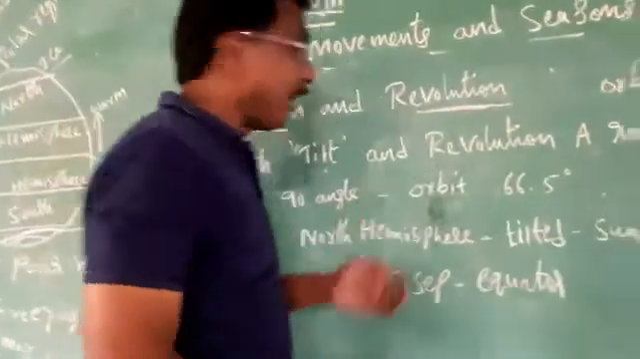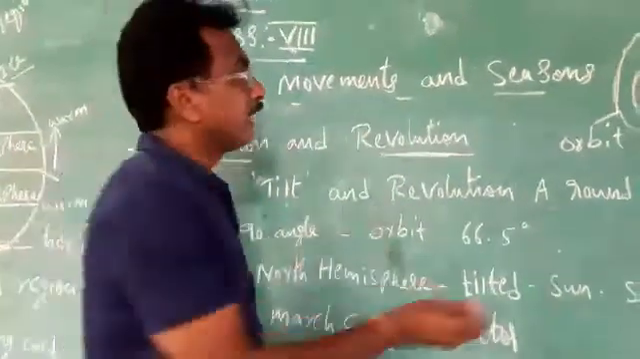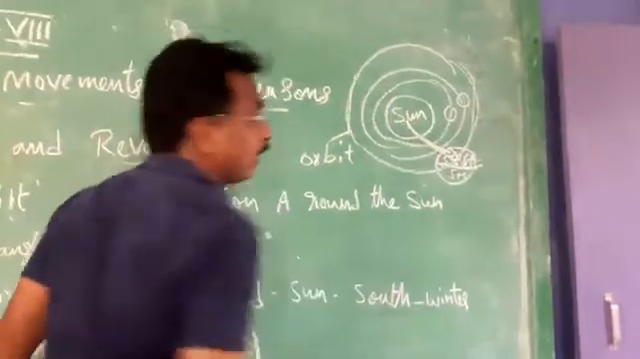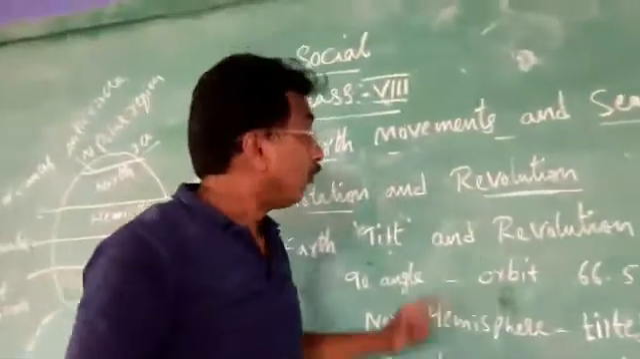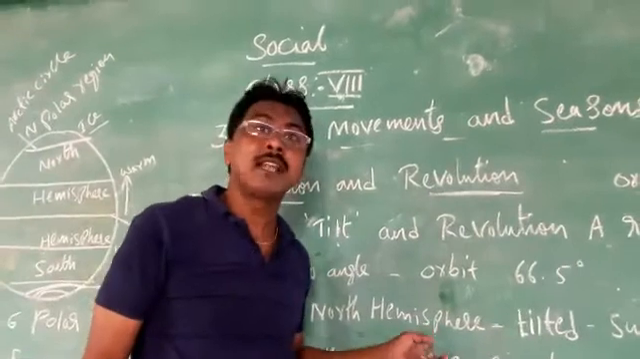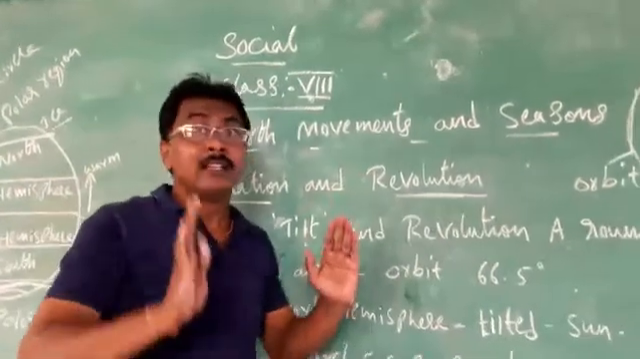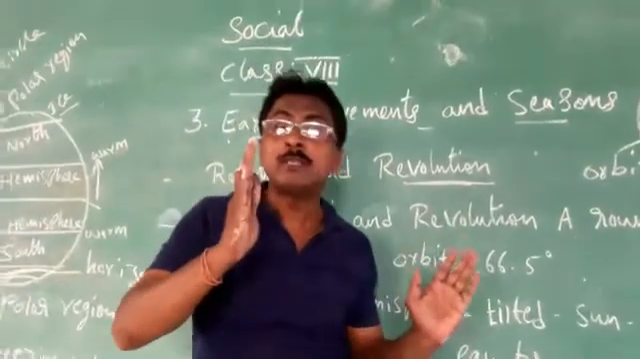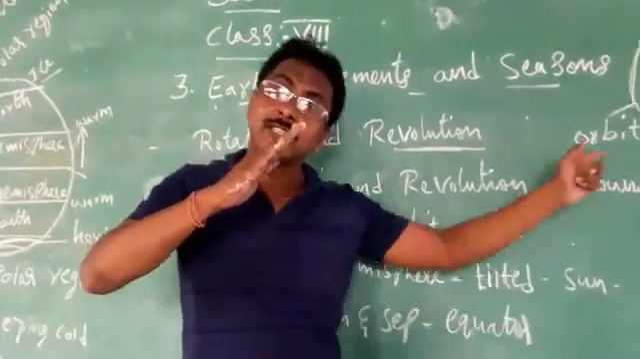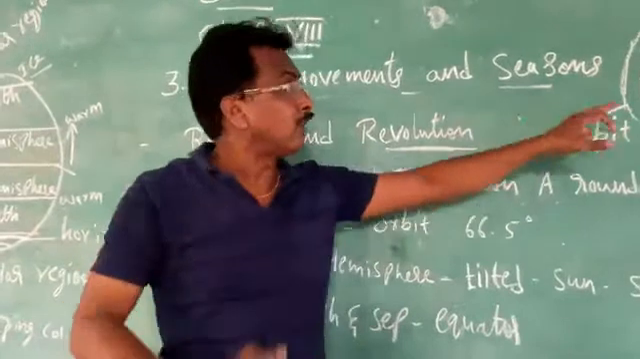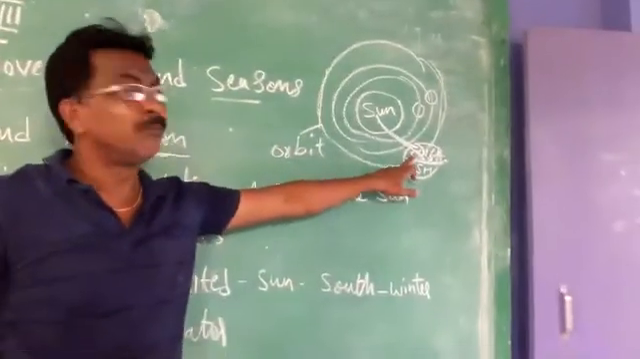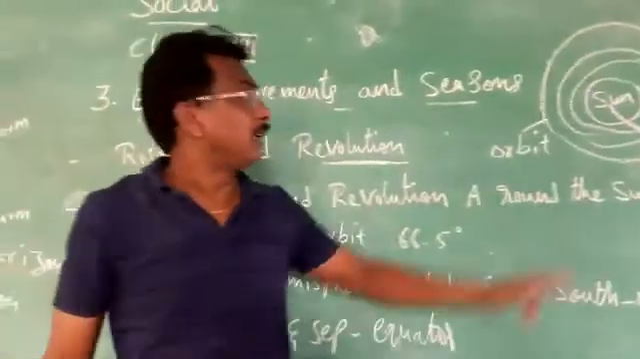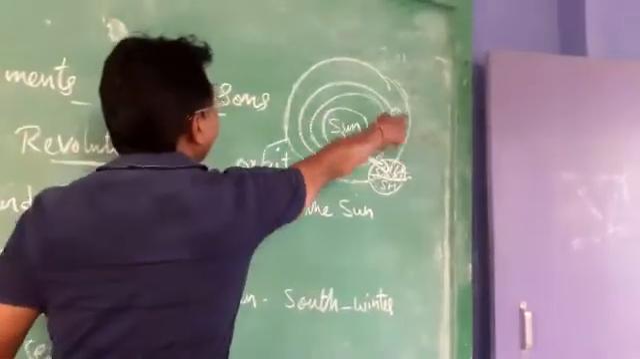So you see, when the sun rays are falling on the north hemisphere, what happens? I told you in the previous class, when the north hemisphere is faced to the sun, what happens here? Summer season will be there. Here summer season will be there, and by going, what happens?